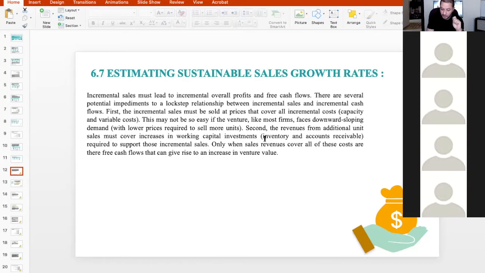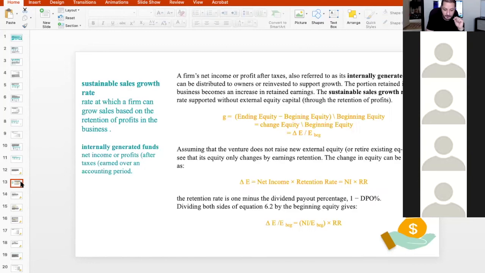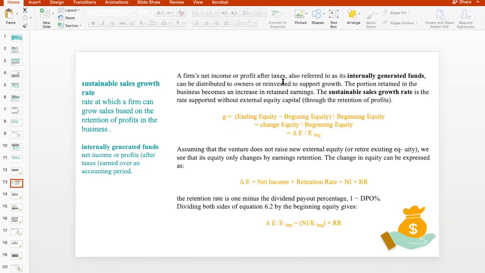Only when sales revenues cover all of these costs are there free cash flows that can give rise to an increase in venture value. So when you are increasing your sales, you have to cover first your costs, fixed as well as variable costs. Then you have to cover your need in cash flows, which is your need in working capital investments. So now let's see how we can deal with this growth rate.